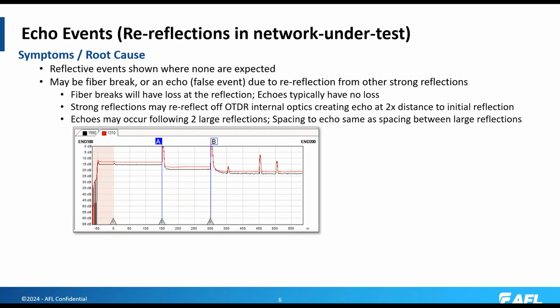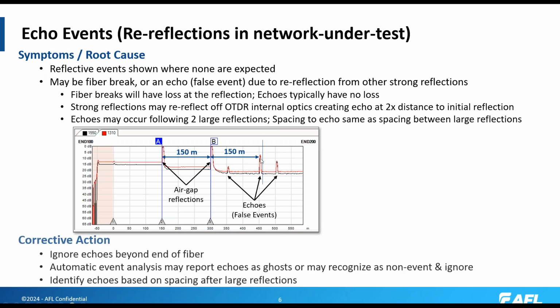If you have re-reflections off your internal optics, then you'll get these smaller reflections here that are the same distance from the start to the beginning of the acquisition. And in FlexScans, we have a 50-meter internal launch cable represented by this shaded pink region, and that's where we're getting a re-reflection off our internal optics here. So here again, we have 150 meters between strong reflections, resulting in 150 meters to this echo reflection.